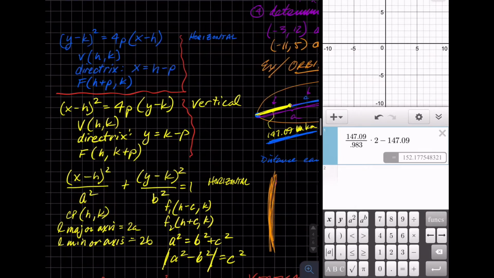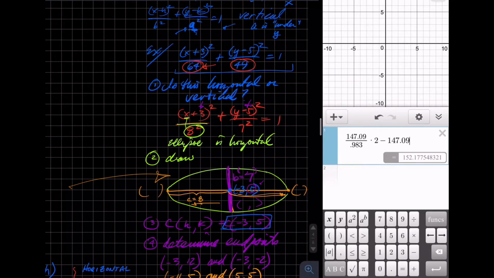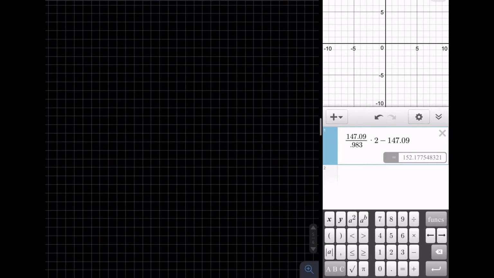So we calculated the endpoints over here, but we didn't calculate the focus points, or the coordinates for the foci. So I'm going to give you another example problem.